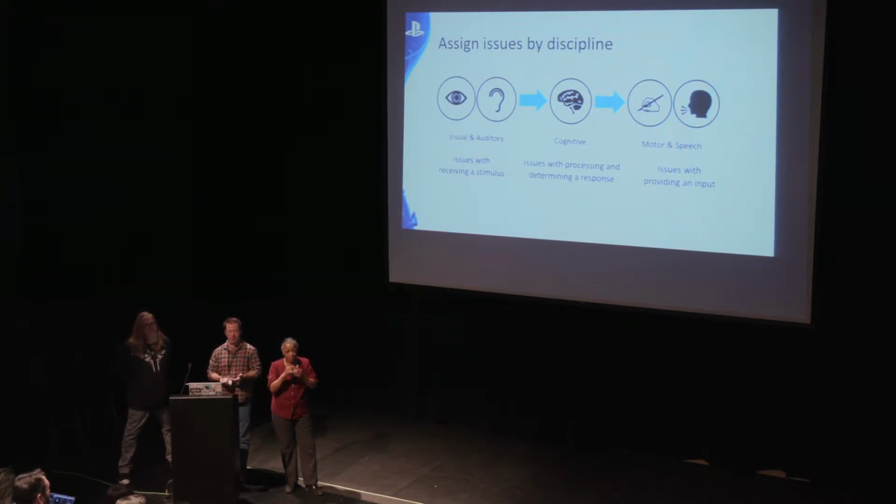So being able to provide your input if you have motor difficulties or speech difficulties, that's a place where you may have difficulty providing an input. It's a subtle shift in the way that you look at disability issues, but it's very powerful for us because what we then were able to do is think about this from the standpoint of the different disciplines that we work with at Naughty Dog and start to try to find owners for issues that exist so people could feel, again, empowered to take on something.